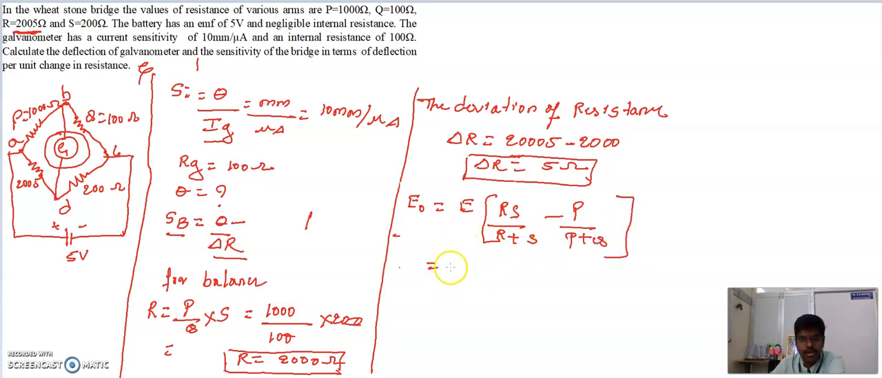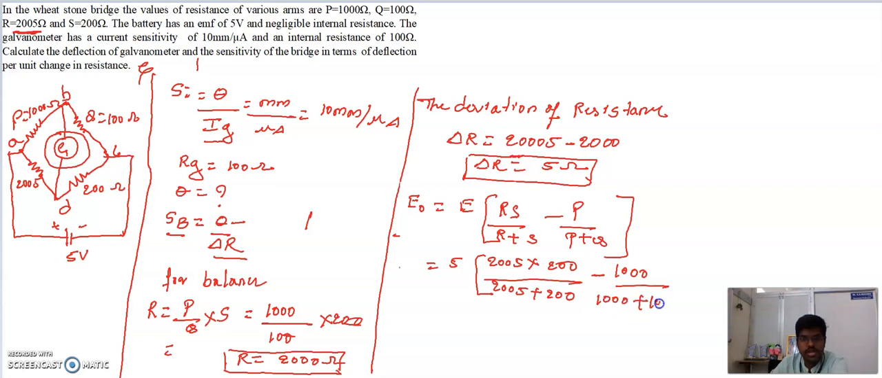So battery voltage is given, 5 volt. The value of the given resistance, not the actual value of resistance, is 2005 ohm. E into S is 200 divided by 2005 ohm plus 200, minus P, which is given as 1000, divided by 1000 plus Q, which is 100. So calculate this to get the value of E naught.